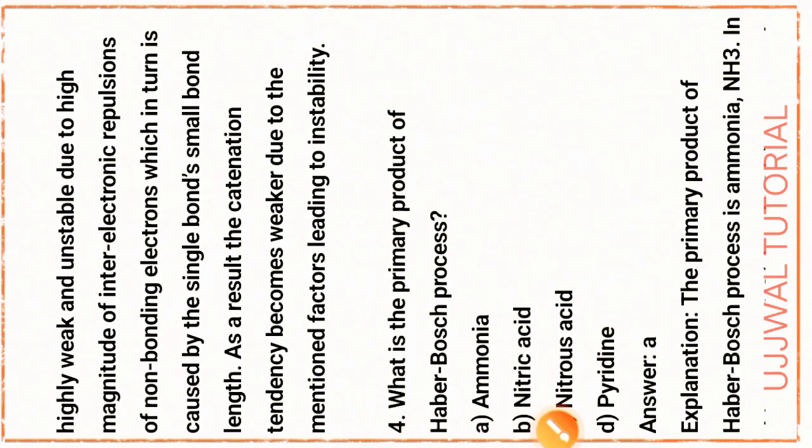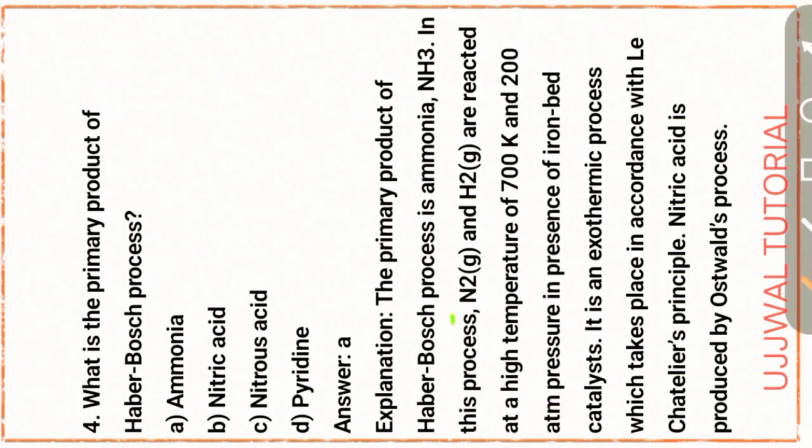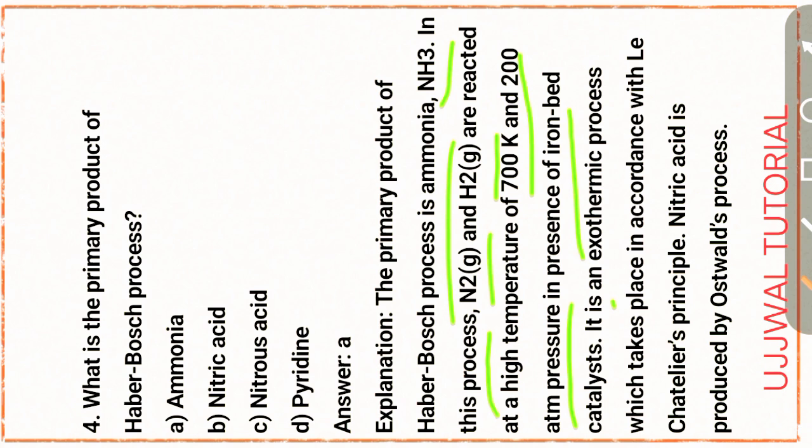Next question, question number 4. What is the primary product of the Haber-Bosch process? That is ammonia, option A. Explanation: the primary product of the Haber-Bosch process is ammonia, NH3. In this process, nitrogen N2 and hydrogen H2 react at a high temperature of 700 Kelvin and 200 atmosphere pressure in the presence of an iron catalyst. It is an exothermic process which follows the Le Chatelier principle. Nitric acid is produced by the Ostwald process.